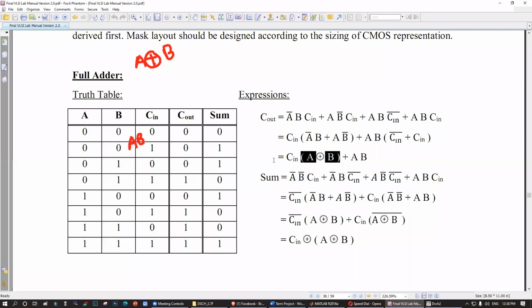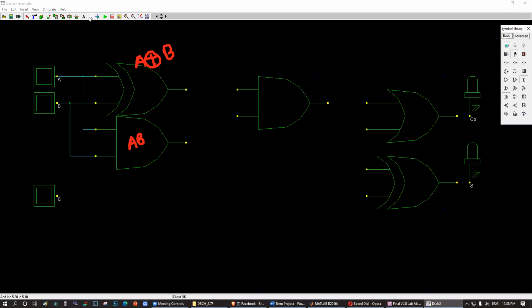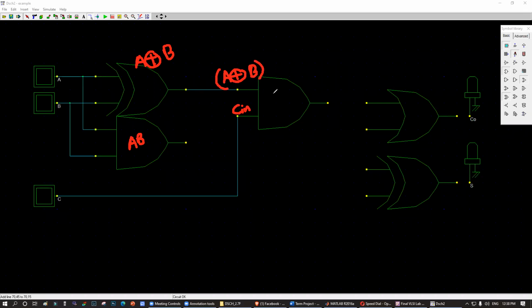Then A XOR B and C in should be multiplied, right? A XOR B is already done. With the result of that, C in should be multiplied. C in, another AND gate. So A XOR B is here, and C in is here. So what are the inputs here? C in is one input, and A XOR B is another input. Right? So both of them will be multiplied in the AND gate.